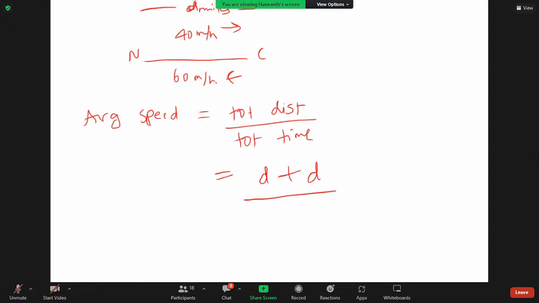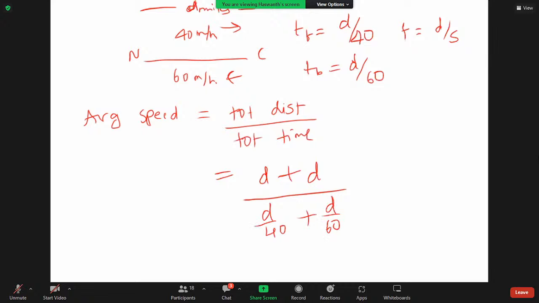Then total time. Time is calculated by distance by speed. For New York to Chicago, for the forward journey, distance we are traveling is d, speed is 40. Similarly, for the backward journey, Chicago to New York, distance is d by speed 60. So forward journey d by 40 plus backward journey d by 60. So we get it as twice 40 into 60 by 40 plus 60. We get it as 48 miles per hour.